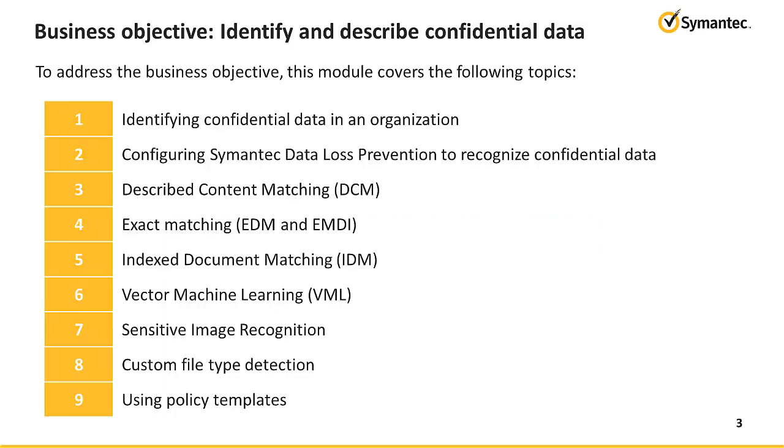To cover the business objective for this module, we will be discussing the following topics: identifying confidential data in an organization, configuring Symantec Data Loss Prevention to recognize confidential data, and we'll discuss many of the important functions and features within data loss prevention in order to identify data, such as described content matching, or DCM, exact matching, EDM and EMDI, indexed document matching, or IDM, vector machine learning, VML, sensitive image recognition, as well as custom file type detection. Lastly, we'll discuss using policy templates to create policies quickly and easily.